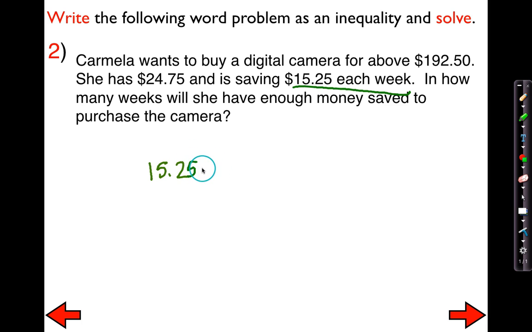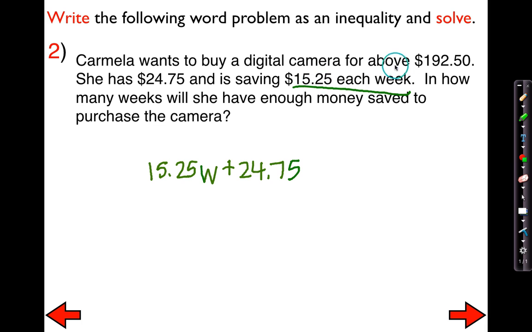So I'm going to go ahead and use W. Now, some students may choose to use X. That's perfectly fine. In fact, in your homework, most likely you will be asked to use X. But I just want you to understand that the variable is something that you can pick on your own. And I am choosing W because it's going to help me link it back to number of weeks. So with every week that passes by, she's adding $15.25, so we're multiplying those two numbers together. But again, she already has $24.75, so I'm going to add that to how much she's going to have.